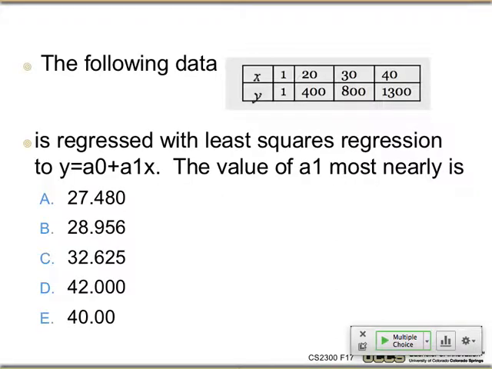Okay. So, given the following data, if I do a linear regression, or least squares linear regression, to the form y equals a0 plus a1x, what value of a1 is most closely one of these 5 values? So what's the slope if I do least squares fitting to this set of data? You can work with a partner.